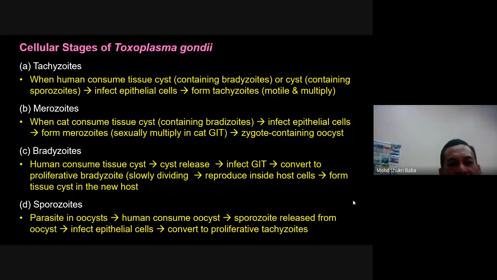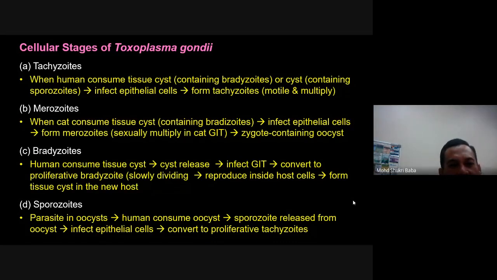And then bradyzoid tu pula adalah human consume tissues yang mengandungi cyst, which is lama kelamaan cyst tu akan release and then they affect GIT. From there dia akan convert to proliferative bradyzoid. Okay, this is how bradyzoid boleh berlaku. Which is bradyzoid ni basically dia akan slowly dividing and reproduce inside the host cell and membentuk tissue cyst in the new host. Alright. So ini berlaku apabila you keluarkan ikut najis ke apa semua lah.